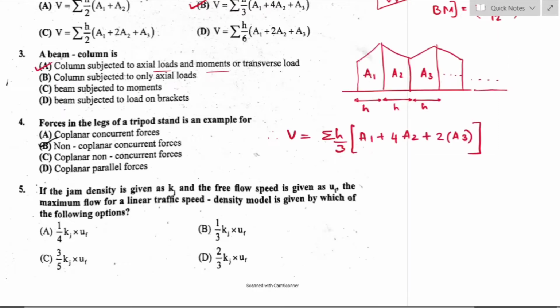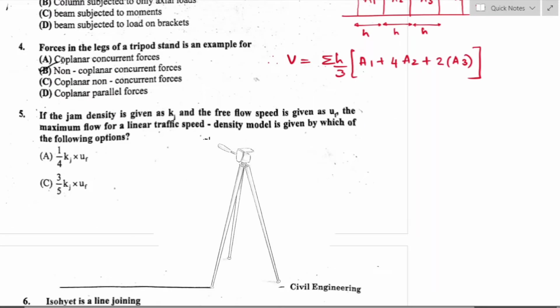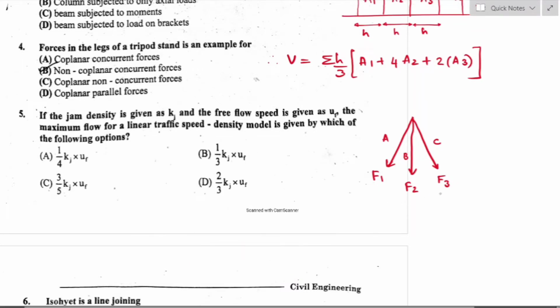Question number 4. Forces in the legs of a tripod stand is an example for. In the following figure, you can observe a tripod with 3 different legs A, B and C, and this is the corresponding free body diagram for the tripod. So let's consider a free body diagram of a tripod stand with the 3 different forces F1, F2, F3 along the legs of a tripod stand A, B and C respectively.